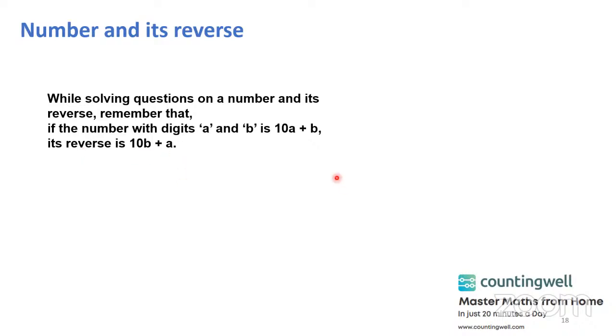So while writing any number, if you have a number 32, 32 can be written as 10 into 3 plus 2. So what will be the reverse of 32? You will have 23. To write 23, you can write 10 into 2 plus 3. So 10a plus b has its reverse 10b plus a.